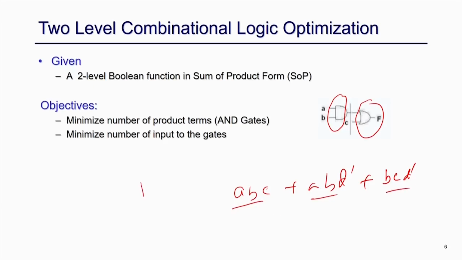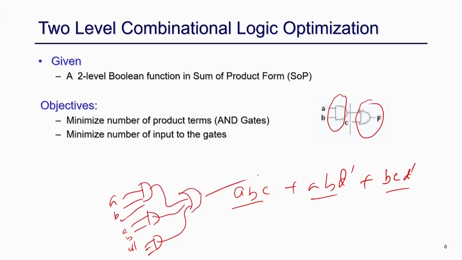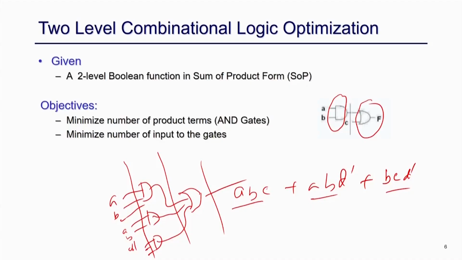So each product is nothing but the AND of these inputs. In the AND plane we have, say, ABC, here ABD' and so on, and in the OR plane we have the OR of all of these. So this is the two level representation: an AND level followed by the OR level. The idea is that in two level optimization we always represent the Boolean formula in this sum of products form. That means we have all the products and then a summation, the OR gates, and we try to optimize the circuit in these representations.